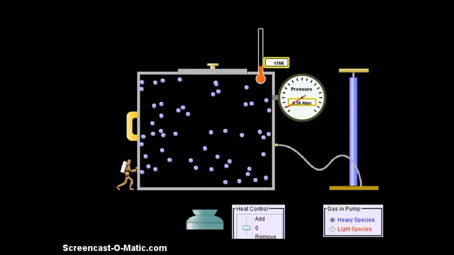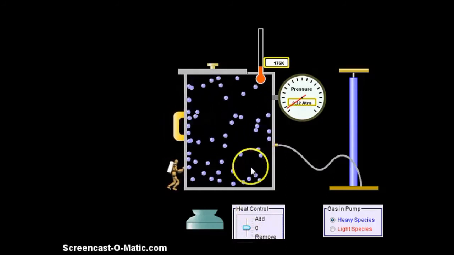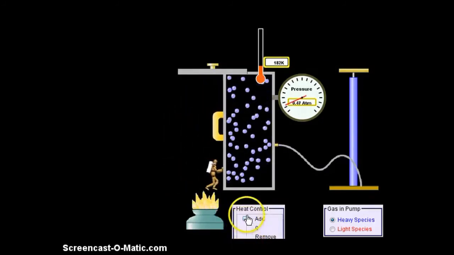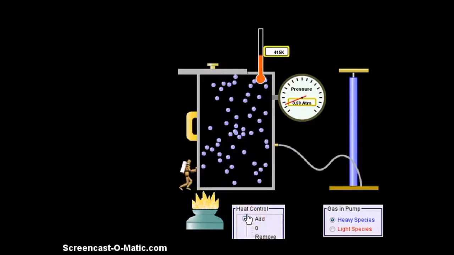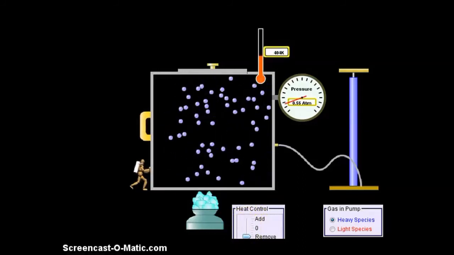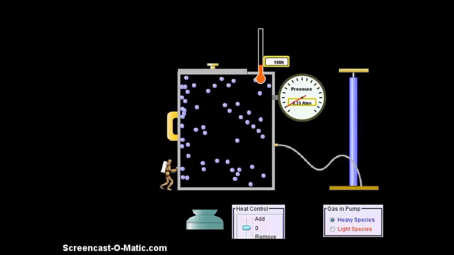So remember, the independent variable is whatever I'm changing, so I just changed the temperature. The dependent variable is what's changing because I changed the temperature. That's what we measure, the volume. So temperature goes up, volume goes up. You can see this guy moonwalking back again, and temperature goes down, and volume is going to go down.